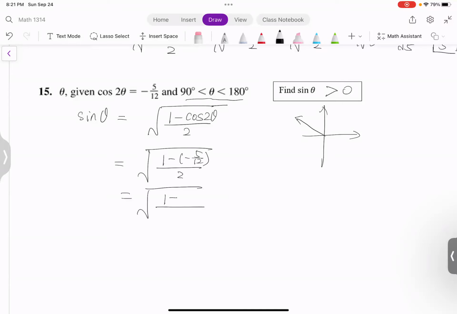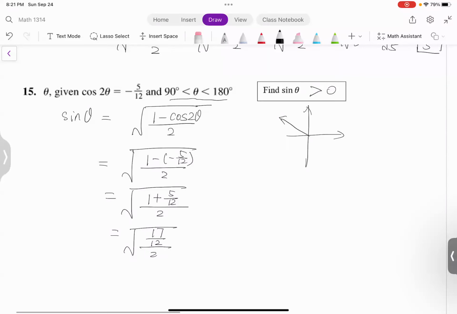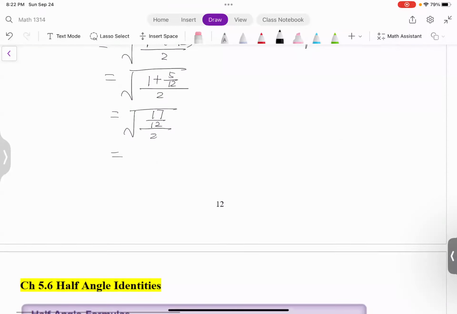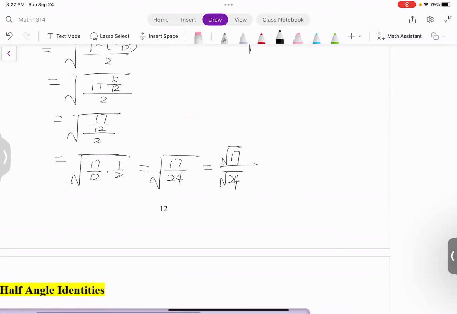On the top, we have 1 plus 5 over 12, over 2. And on the bottom, we have 12. And then 12 plus 5 is 17. So it's 17 over 12 times 1/2. We have the square root of 17 over 24. Square root of the top, square root of the bottom. We are having the square root of 17 over the square root of 24. 24 equals 4 times 6. I can pull a 2 out of the square root of 24.